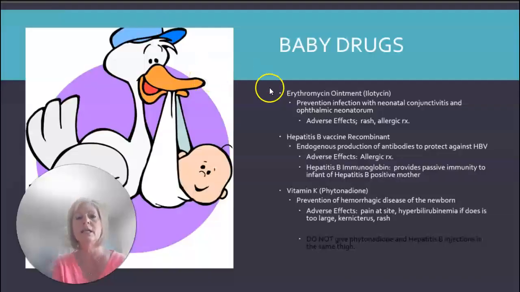Okay, so here's our baby medicines. Erythromycin, Hep B, and vitamin K, phytonadione. That just helps with clotting. Now, we do not give the phytonadione and the hepatitis B in the same leg. They will be in opposite legs. The erythromycin ointment will be given in the eyes. Now, all three of these drugs will be given within an hour after delivery. Hep B and vitamin K are IM injections into the vastus lateralis. So, that is it. That's all your baby drugs.